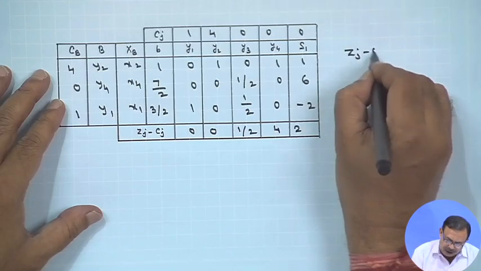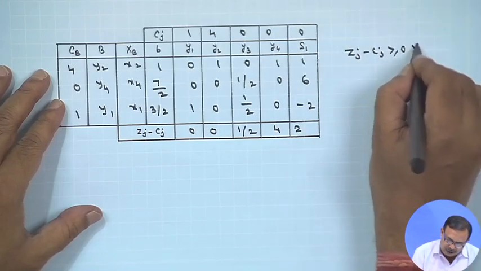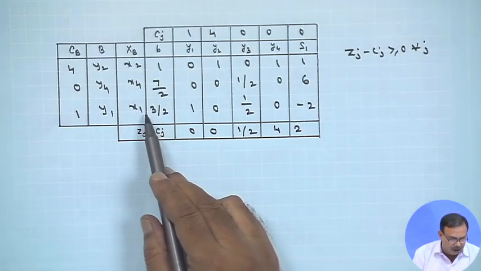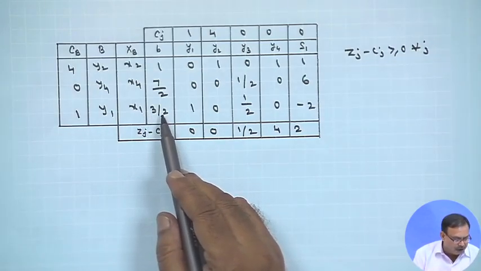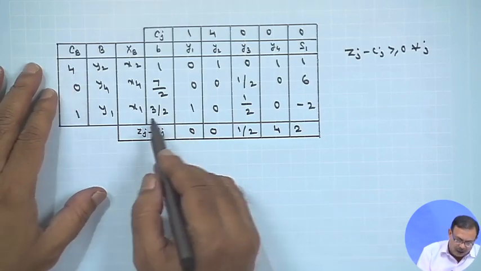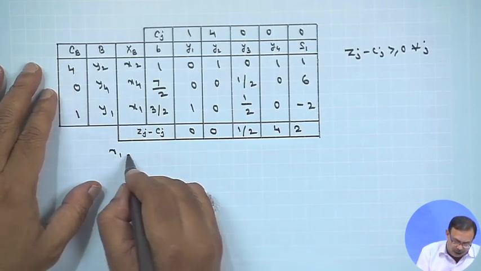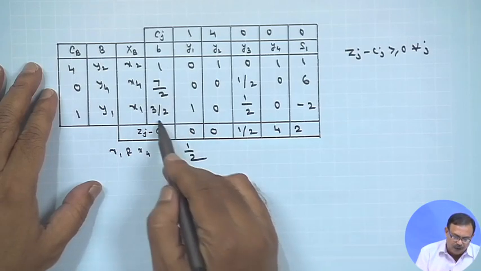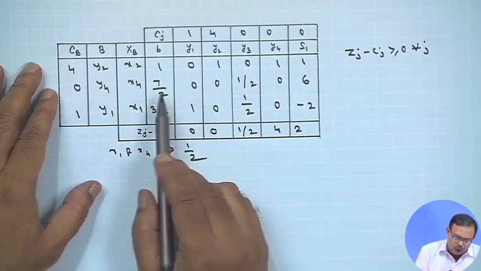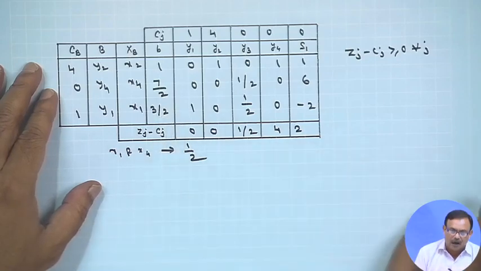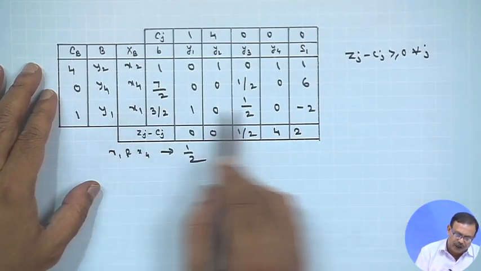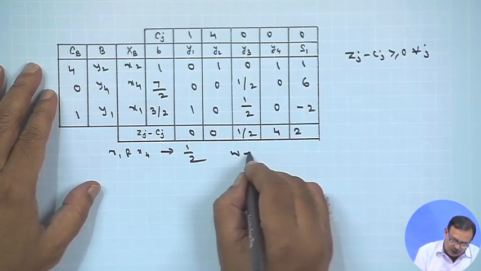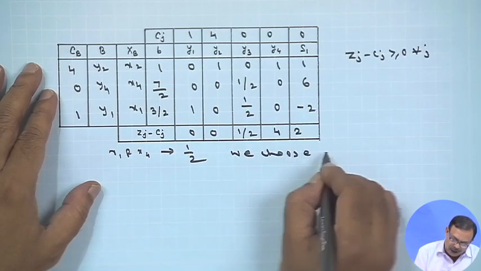But Zj minus Cj is greater than or equal to 0 for all j. But the solution you are obtaining here is a non-integer solution. Corresponding to x1 and x4, the fractional part is half in both cases, so I can choose any one. If you remember, in the earlier case we chose x1. Now say I am choosing x4, so we choose x4 to eliminate.